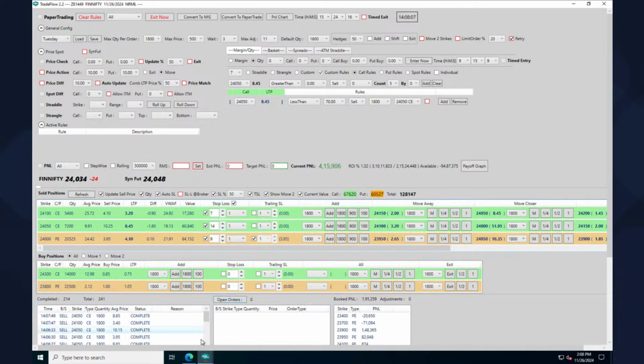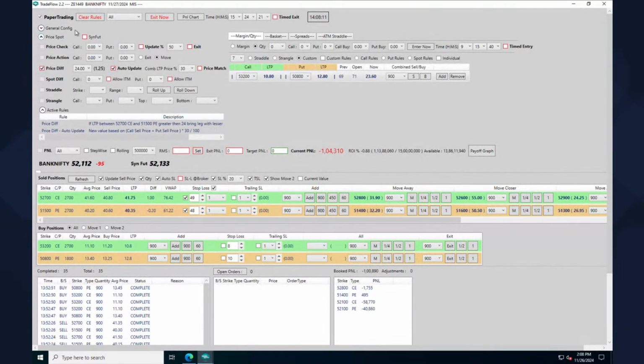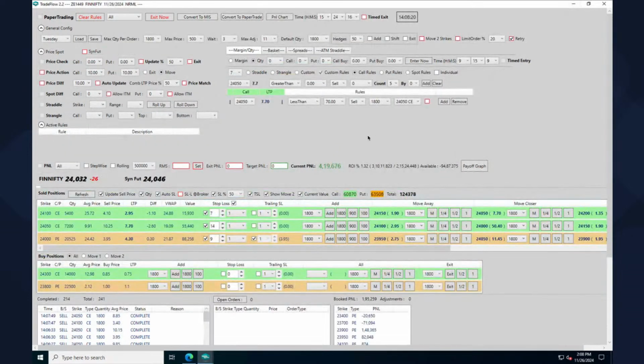No, the paper trade I did on Bank Nifty. This is the paper trade. You can see paper trading here. This is not real money, but Nifty is real money. This is real money, this is not paper trading. You can see here.